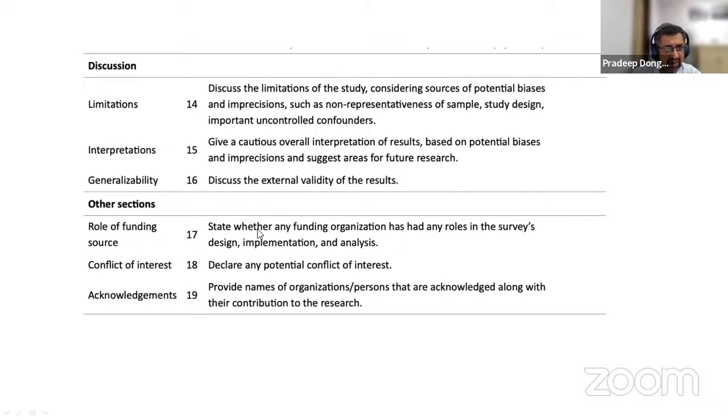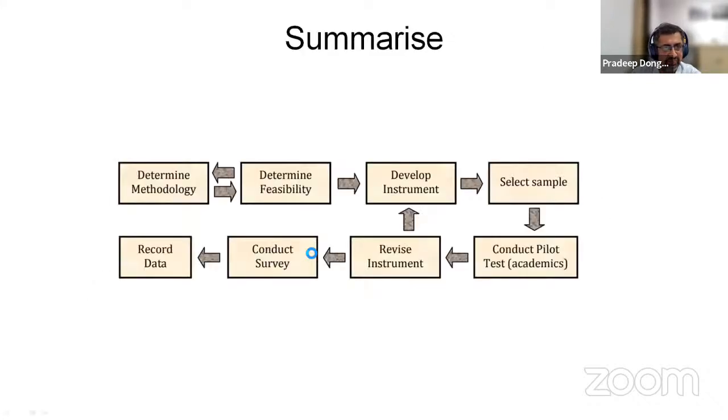And if there was some funding that was sought, it's always better to use that and provide acknowledgements. All these things are very, very important. And also discuss the external validity of your results, how far you feel that the results of your survey can be generalized to the population. So this is very, very important to put in when you're publishing your survey.